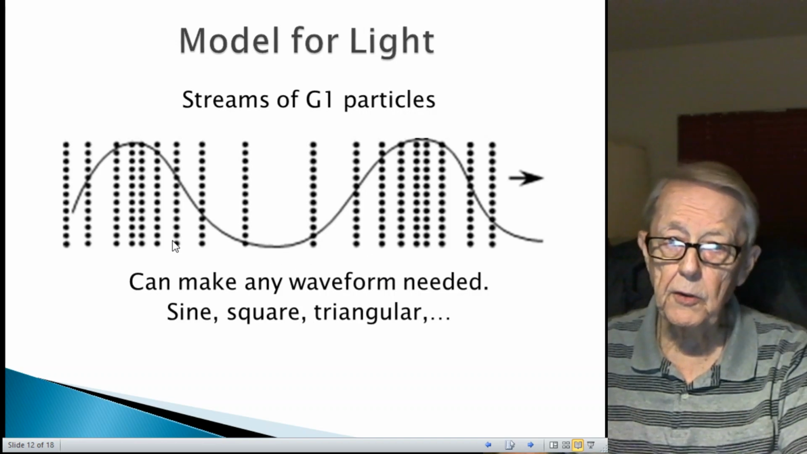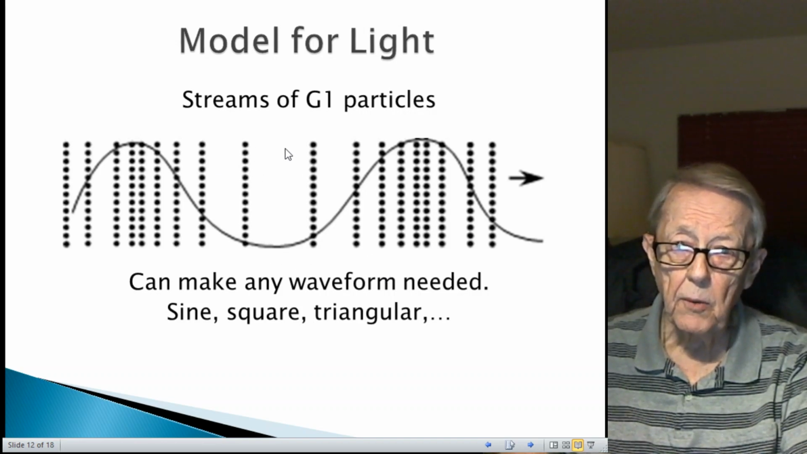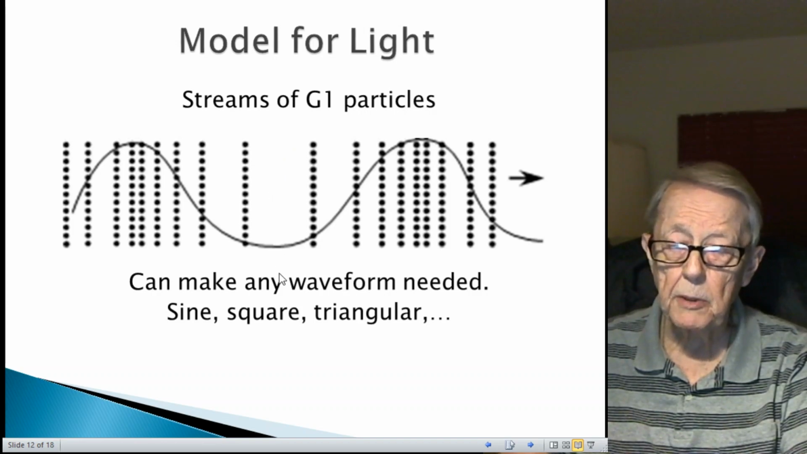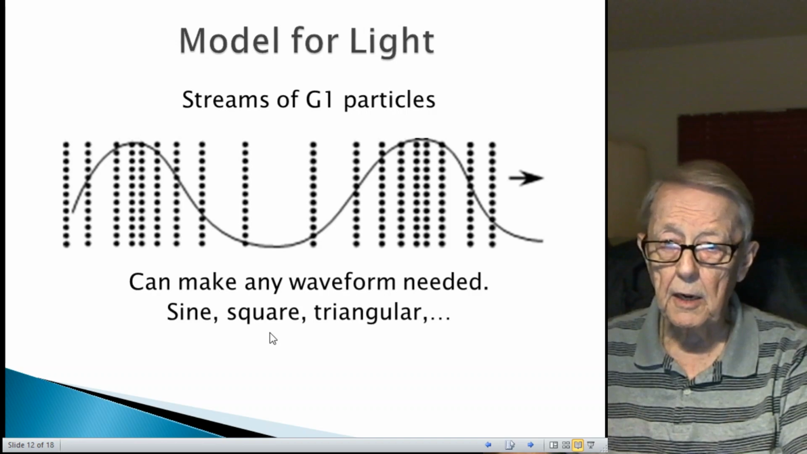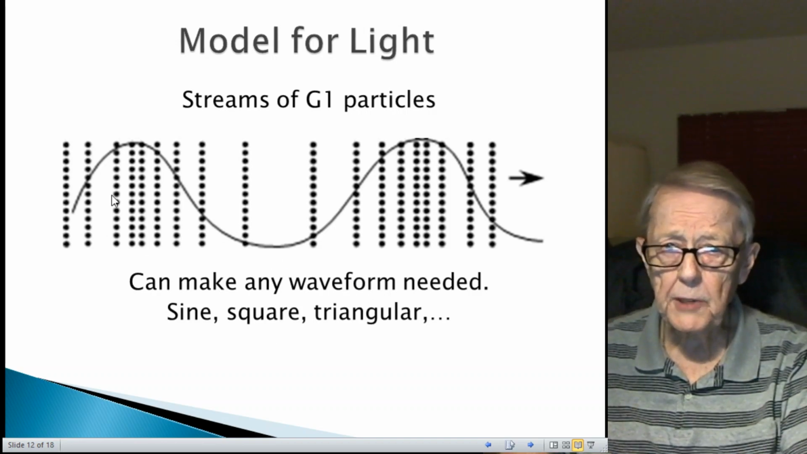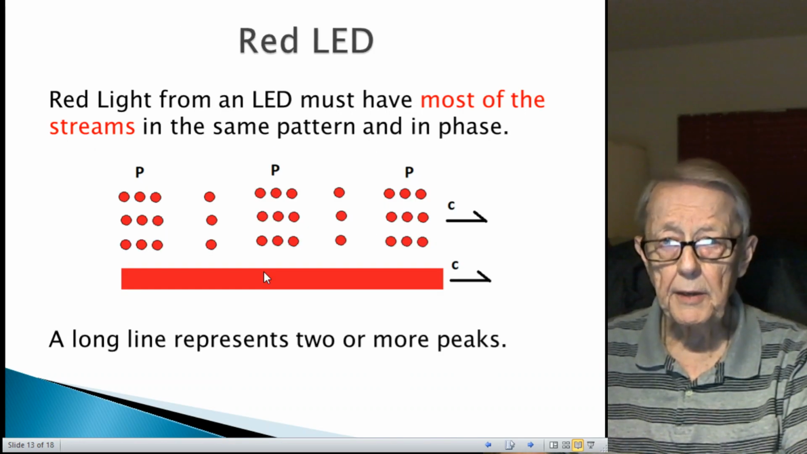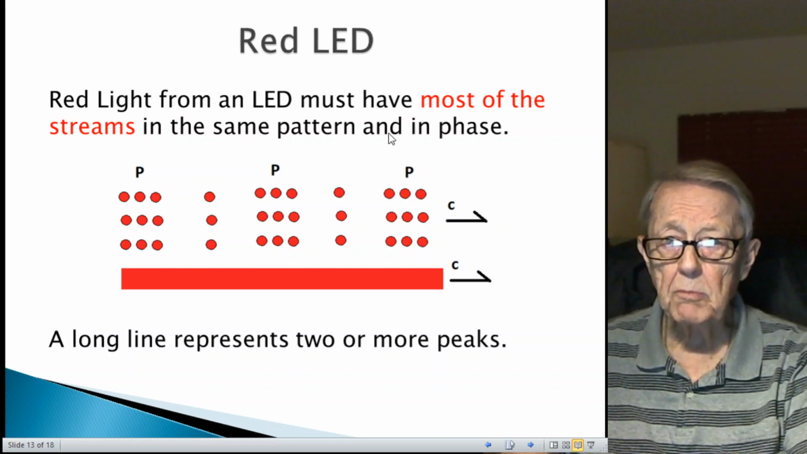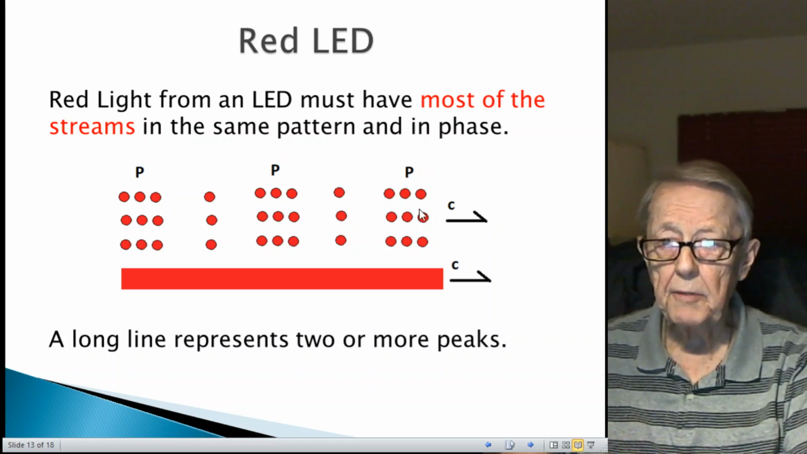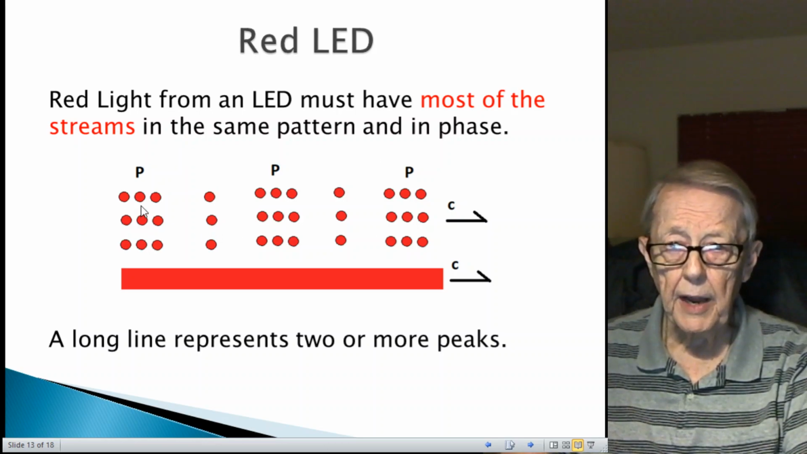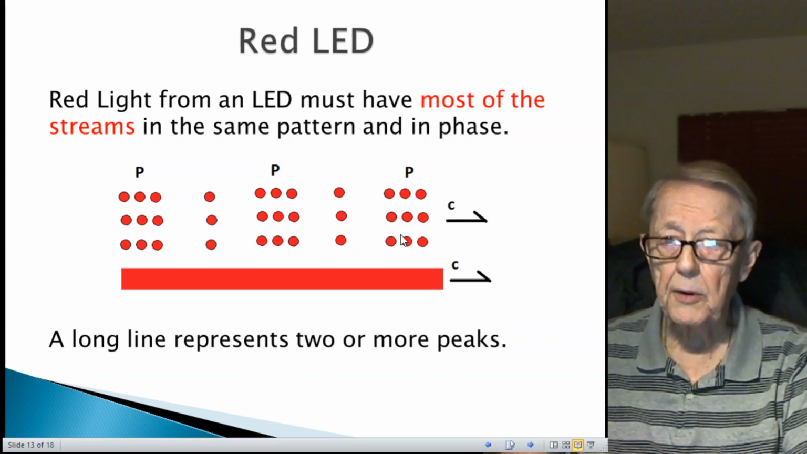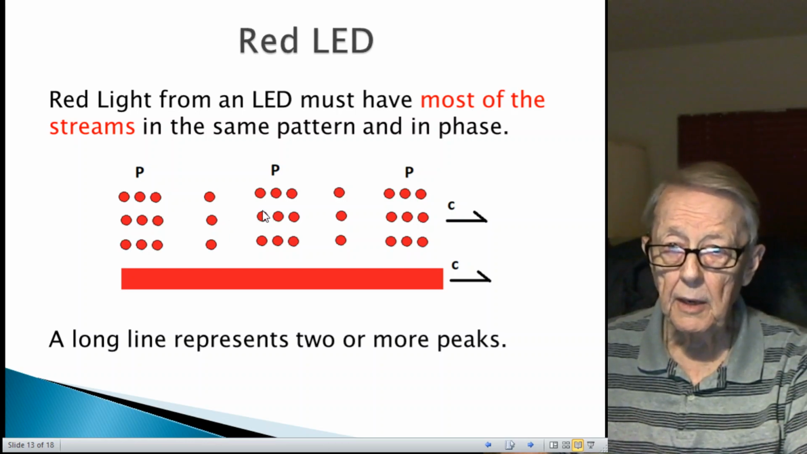You can also push the other way when the atom retreats backwards. It's pushing light out the other side, a clump out this way. Interesting. A forward clump and a backward clump, if you will. And a red LED must have most of the streams in the same pattern and in phase. If you're going to see red, when the red hits your eye, you need to have a consistent pattern.